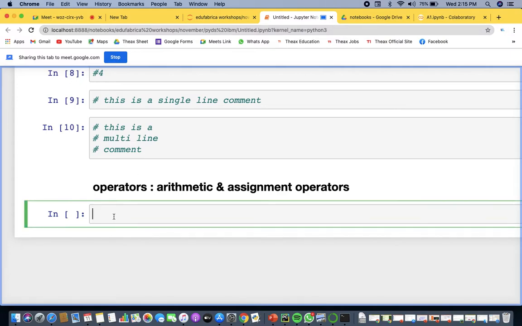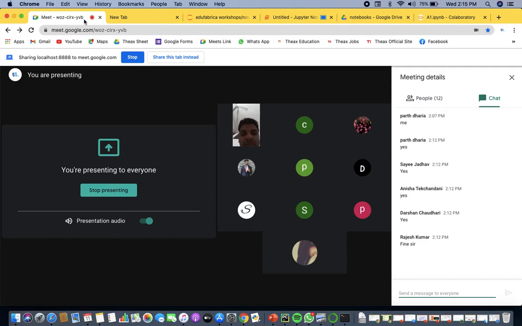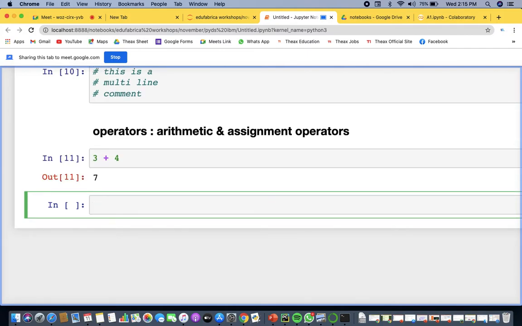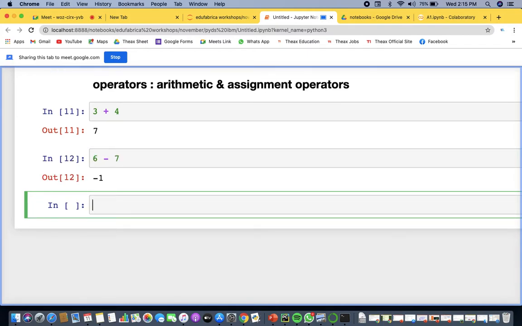Arithmetic operators are the common arithmetic calculations like plus, minus, multiplication, division, integer division, exponentiation, and all those things. If I say 3 plus 4, what would be the value? 7, obviously, right? This is the plus, or addition operator. Similarly, 6 minus 7 would give negative 1, right? That is the subtraction operator.